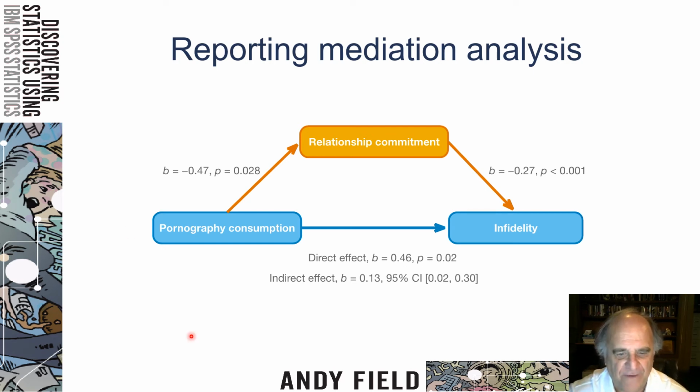So if we remember, if we go back, this was your A path, your B path, your C path. So this is your B for your A path, your B for your B path, and then your B for your C path, the direct effect. And then, of course, it's also telling us what the indirect effect is of pornography consumption through relationship commitment and through infidelity.